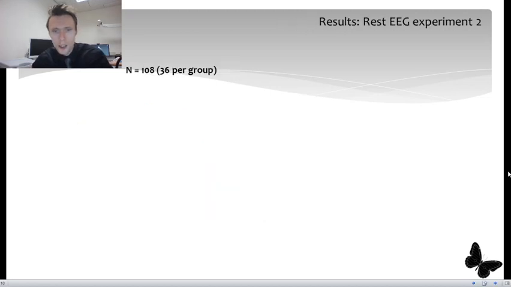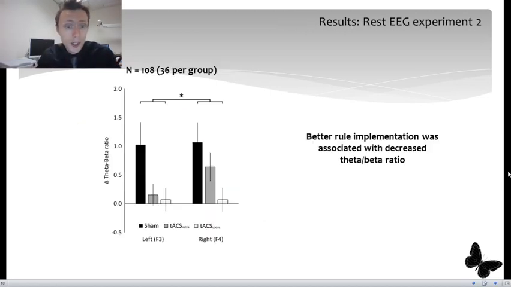So how did the EEG look? In the EEG, we find that from pre to post, the theta-beta ratio went up in the sham condition. However, this was not the case for the active tACS conditions. So basically, in the active tACS conditions, theta-beta ratio was lower after the task compared to sham. However, again, this is a measurement after the task, not during the task, so whether this is a good representation of what happened during the task is a little bit hard to say. But again, it seemed that better reversal learning performance was associated with decreased theta-beta ratio, which at least makes sense.